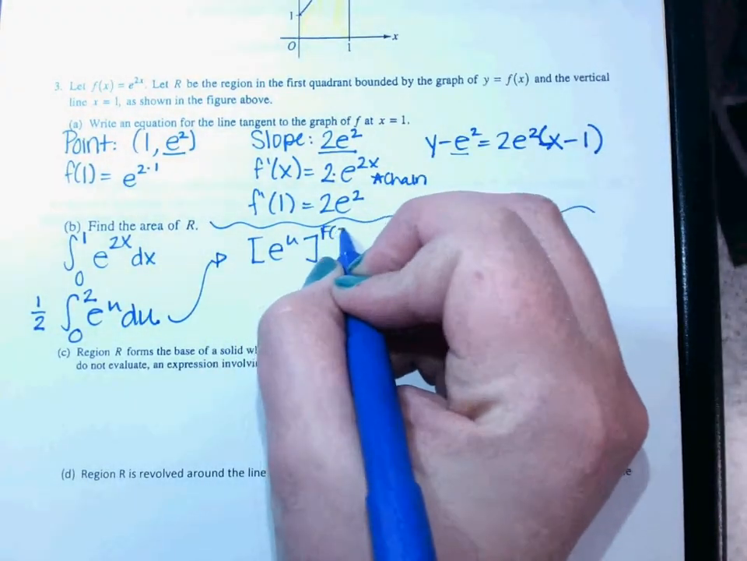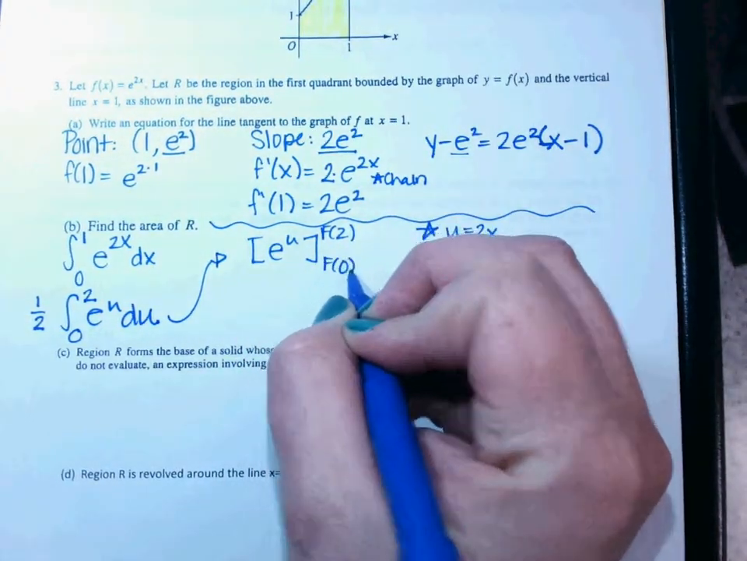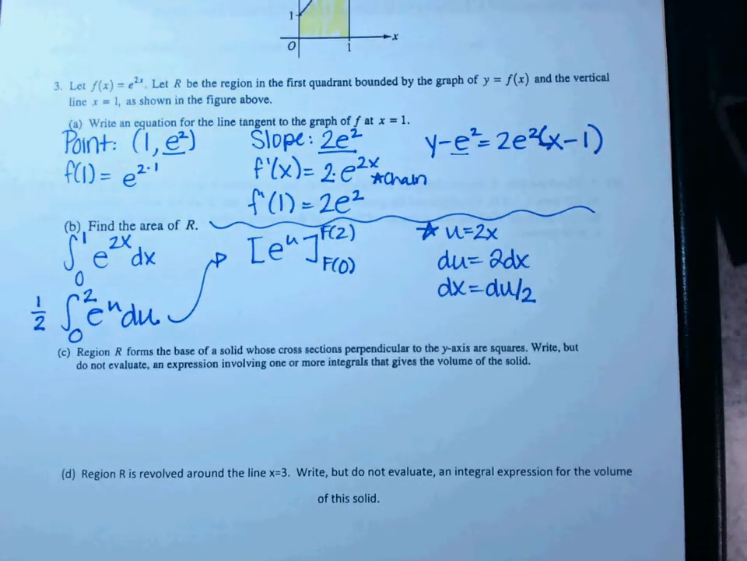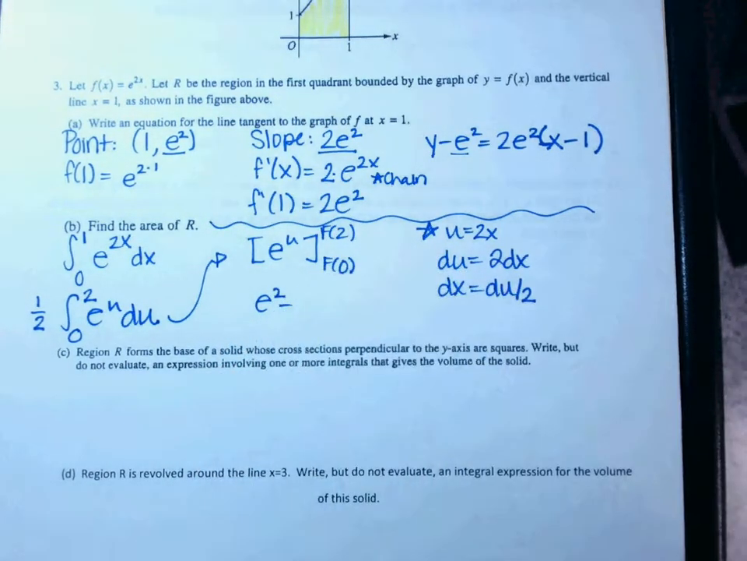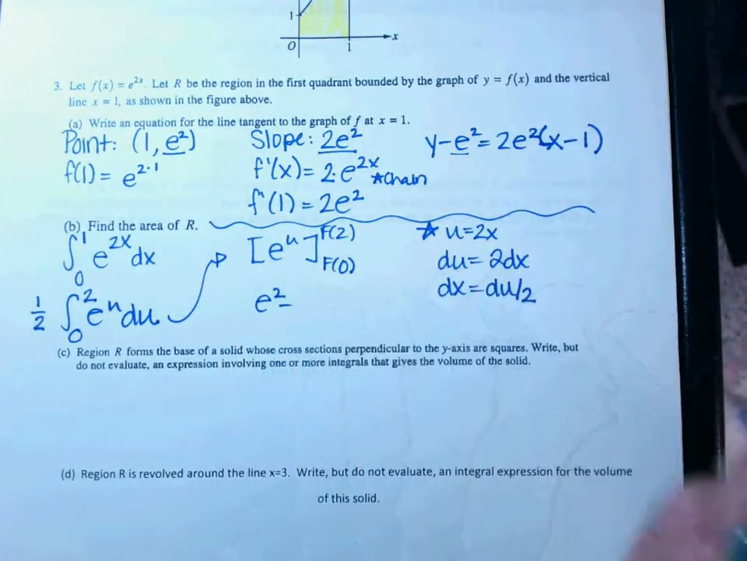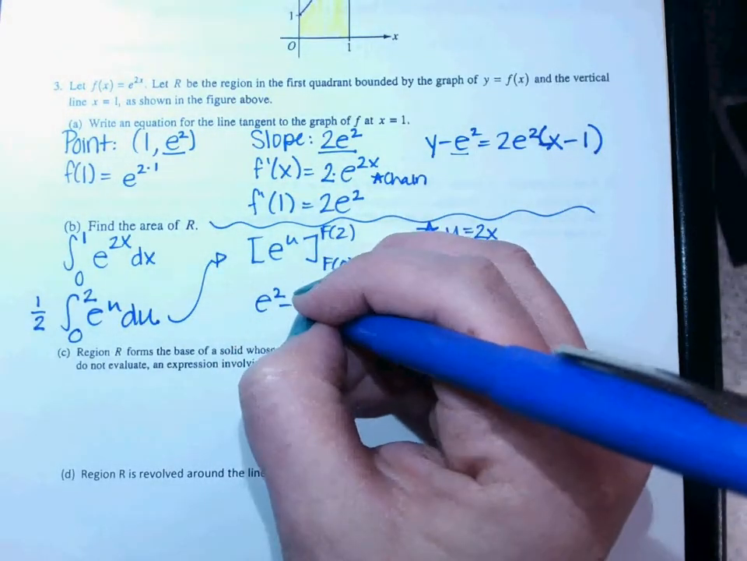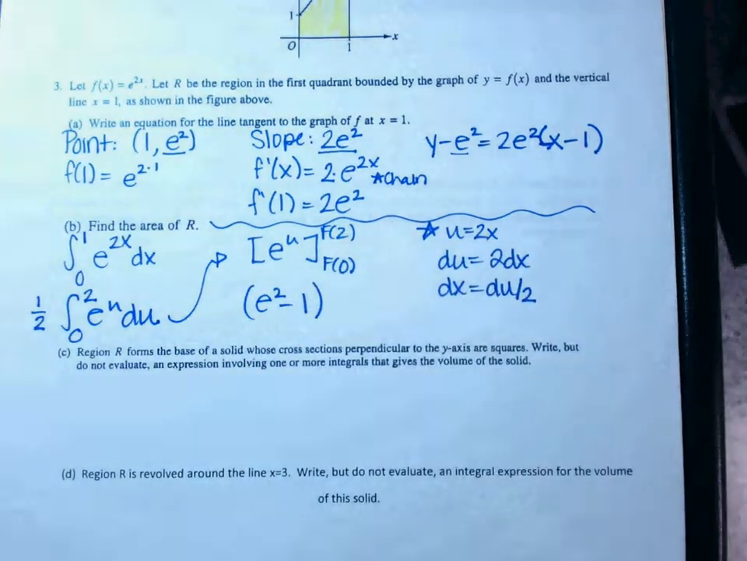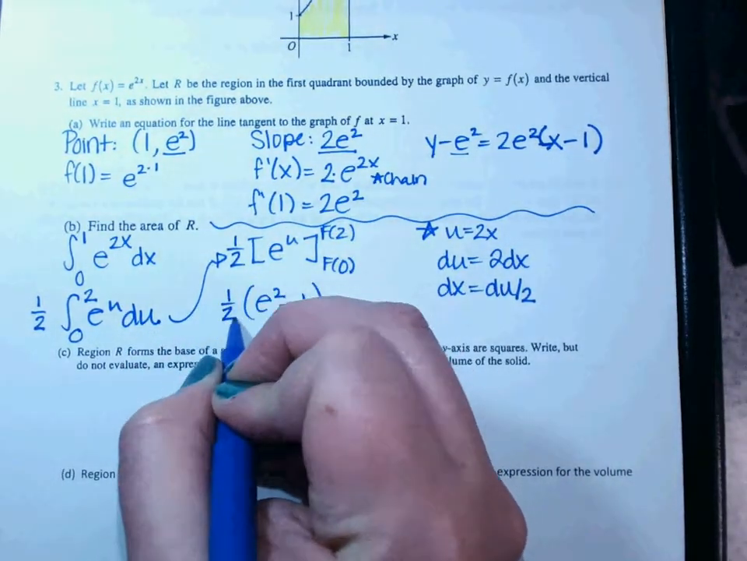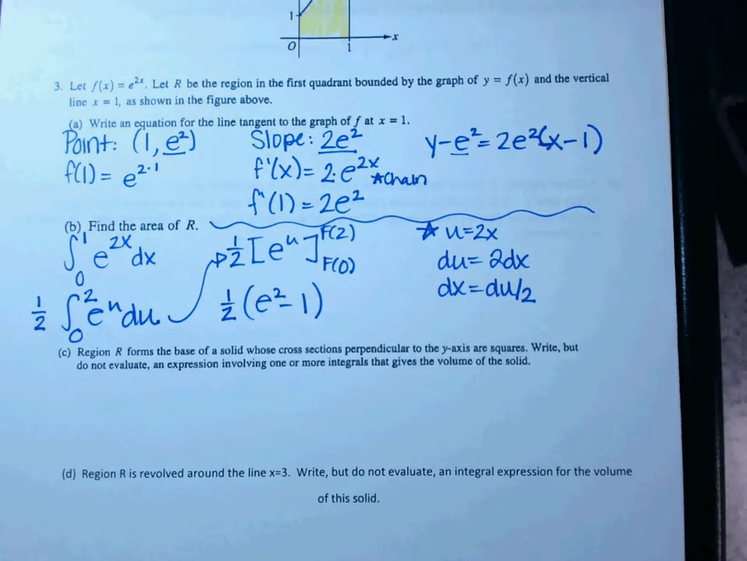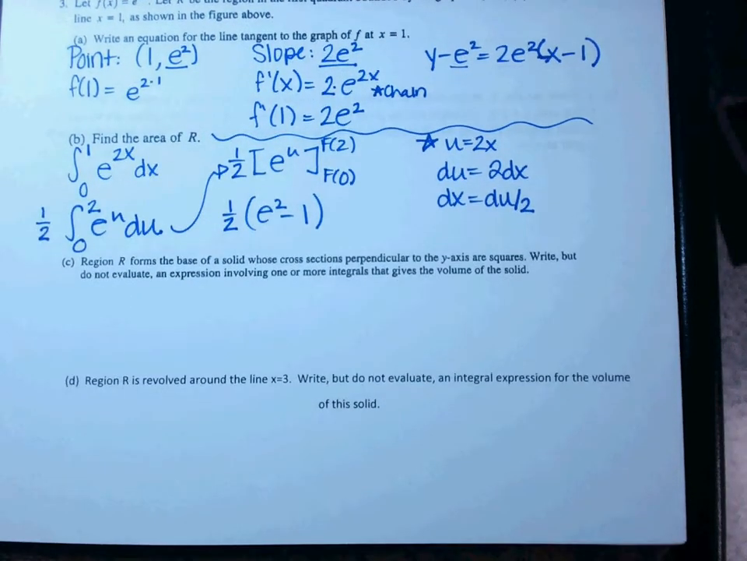Remember, if you change your endpoints, you don't go back to the old endpoints. So it'd be e squared for the top one, and then e to the 0 for the bottom one. What is e to the 0 the same as? 1. Is that the answer? No. What did I forget? The half, yeah. Good. All right, part C. Actually, never mind. C is good.